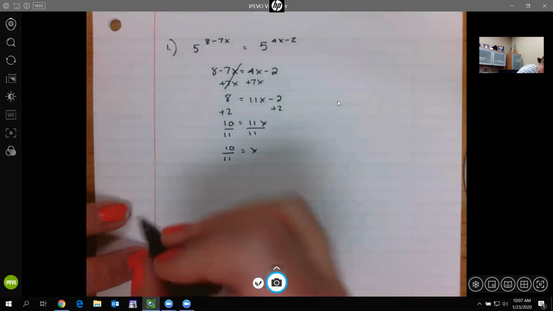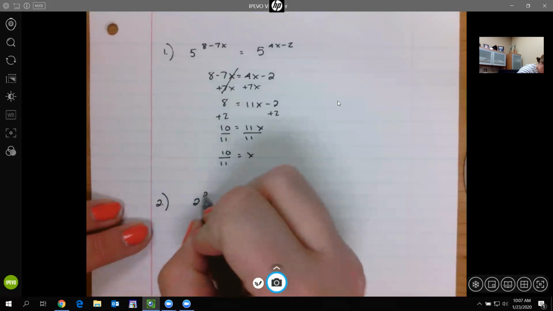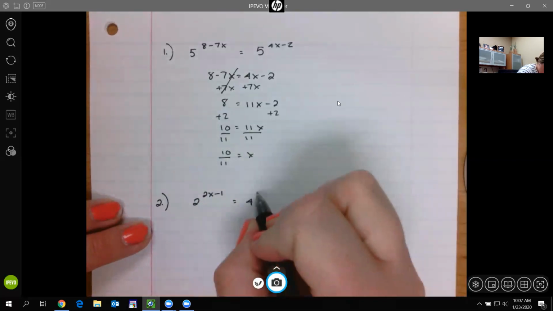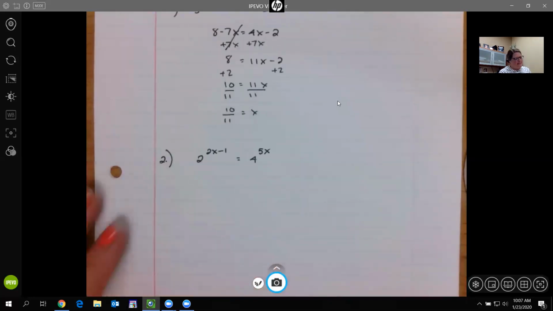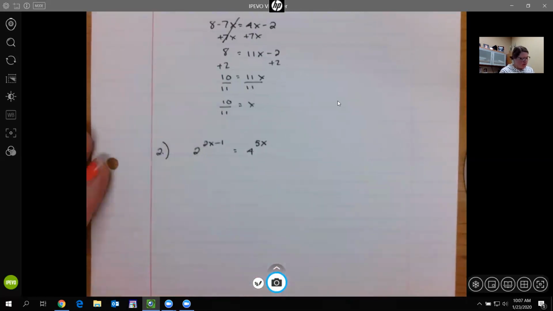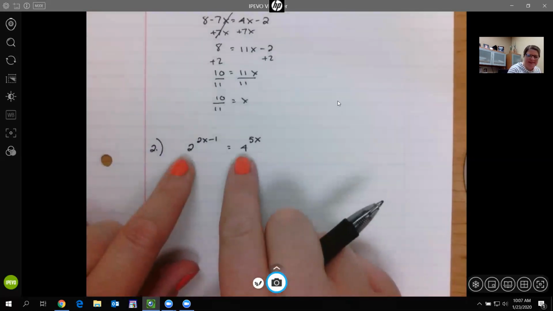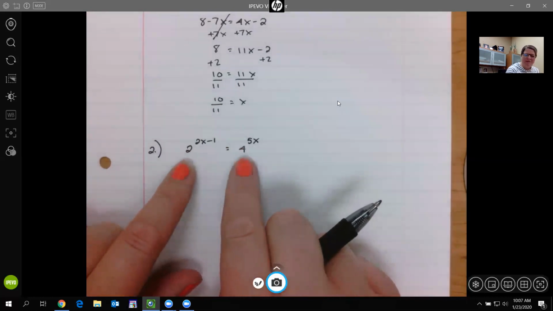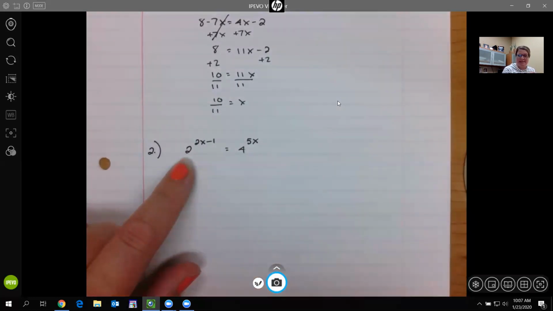What if I have something like 2 to the 2x minus 1 equals 4 to the 5x? This time, our bases aren't the same. So what are we going to do? Well, we have to look at the base and see if possibly we could write one of the bases with the same base. Basically we can write 4 as 2 squared, so then it would have the same base as the left side.